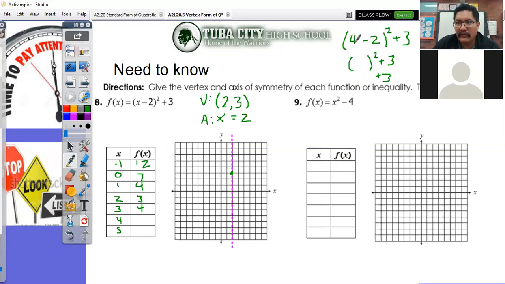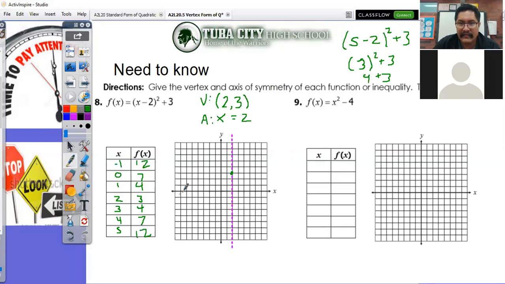Let's put in 4 for x. 4 minus 2 is 2. And 2 squared is 4, so we get 7 again. And again, that's going to be the same as this. I mean, that's what axis of symmetry means. Axis of symmetry means that we are going to get the same thing on both sides. So if you ever get something different, that is an indication that something might have been missed. All right, 5 minus 2 is 3. 3 squared is 9, so we get 12.